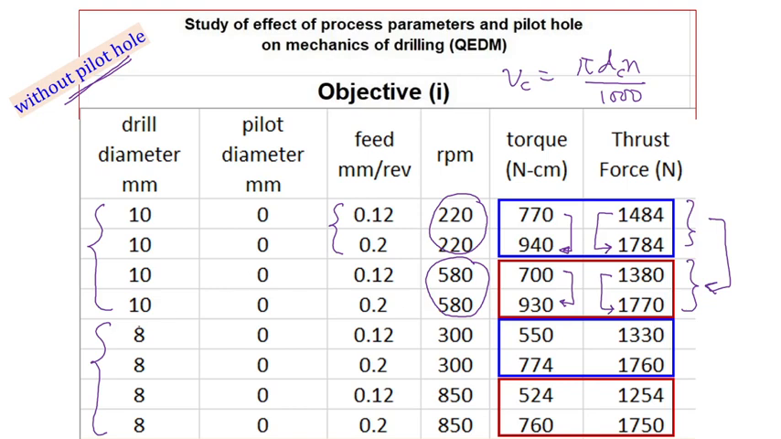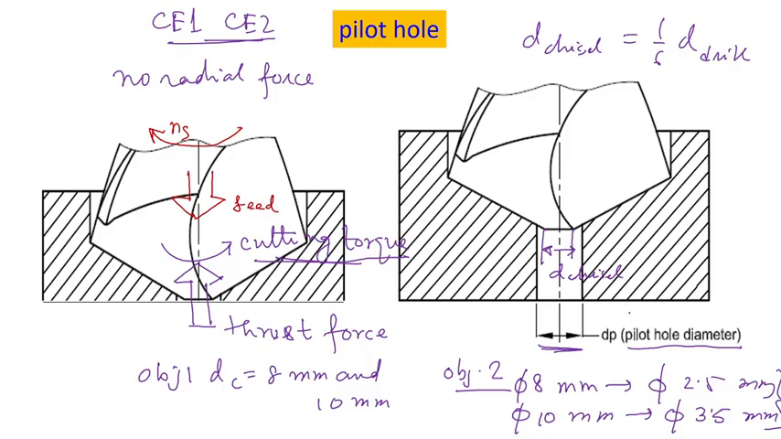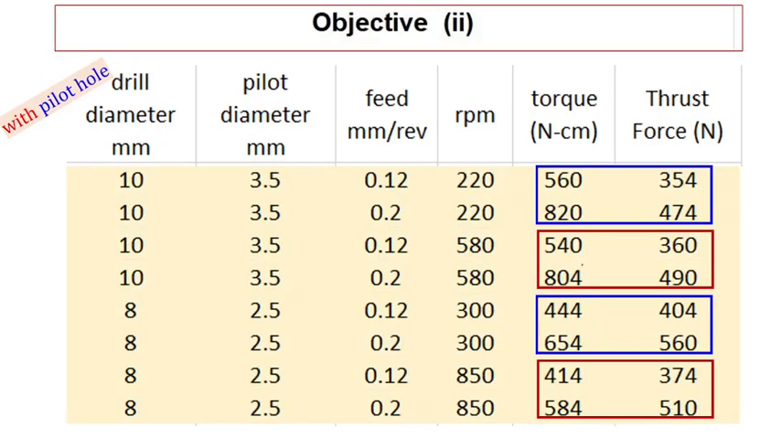If you go to 8 millimeter drill diameter, same thing you observe. As you increase your feed, the torque goes up, the forces would also go up. And it is happening everywhere. One thing you can note here is that thrust force is more than 1000 Newton. Quite often it is as much as 1700 Newton. Now, once you introduce a pilot hole just below the chisel edge, let us see what happens. Now, this was the thrust force, 1700. That thrust force has come down drastically.